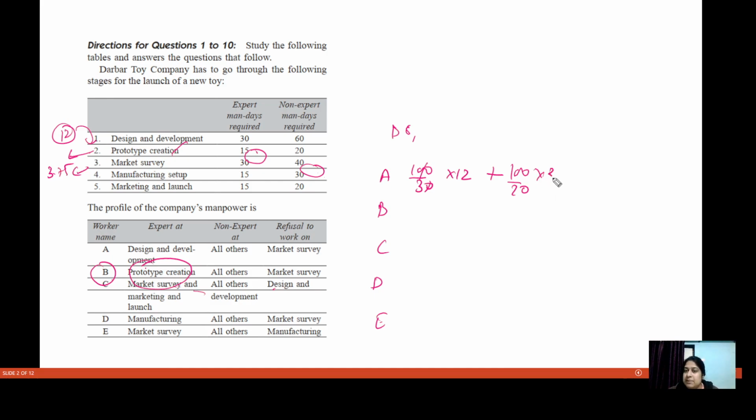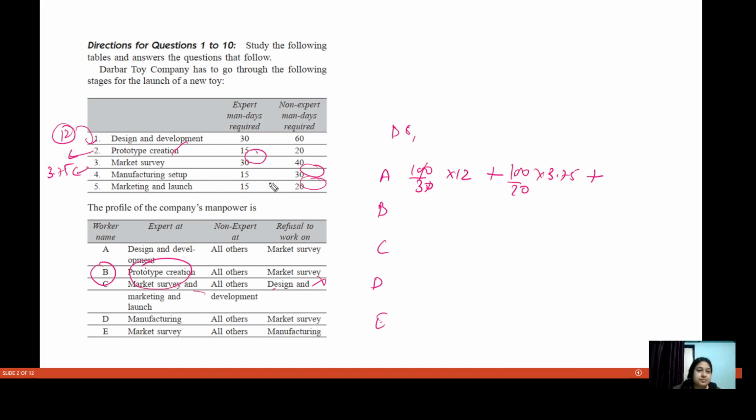So you will just multiply 3.75 here. Okay, plus, now this A person has not refused to work on market survey also. Okay, so he will contribute to market survey as well. How much? 100 by 40 as a non-expert. Okay, no, this A person has refused to do market survey, so will not count this 100 by 40.